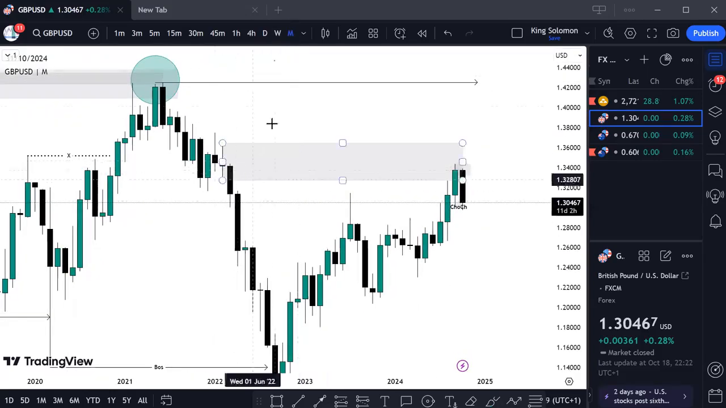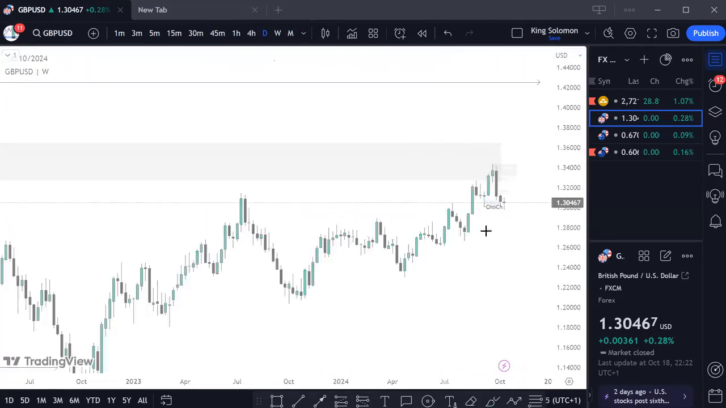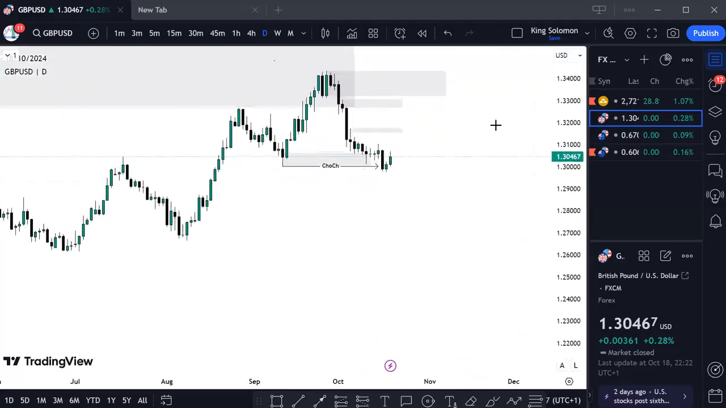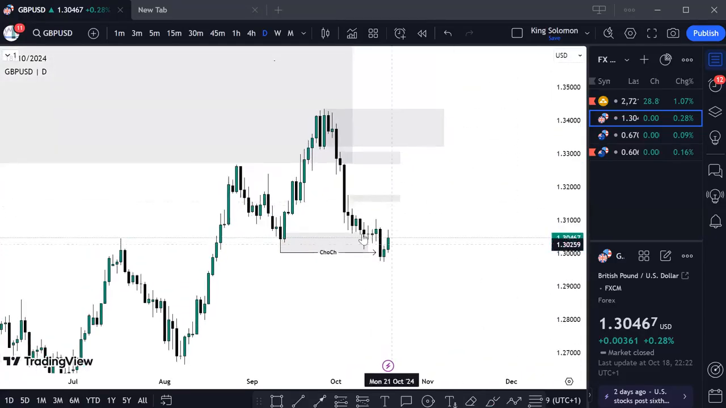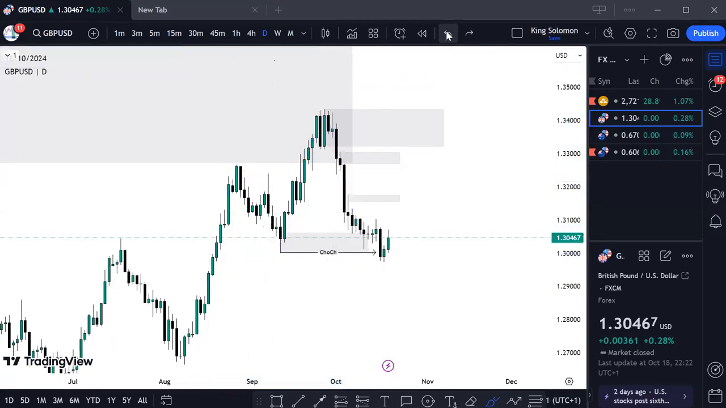So I marked this on the monthly time frame as a supply zone. Going to the weekly time frame, and then to the daily time frame, I can see that price has actually tapped into the zone, mitigated the zone, and changed character on the daily time frame. All right, this is a very pure change of character, following my brush paths, right? Price took out this high, then took out this low, yeah.